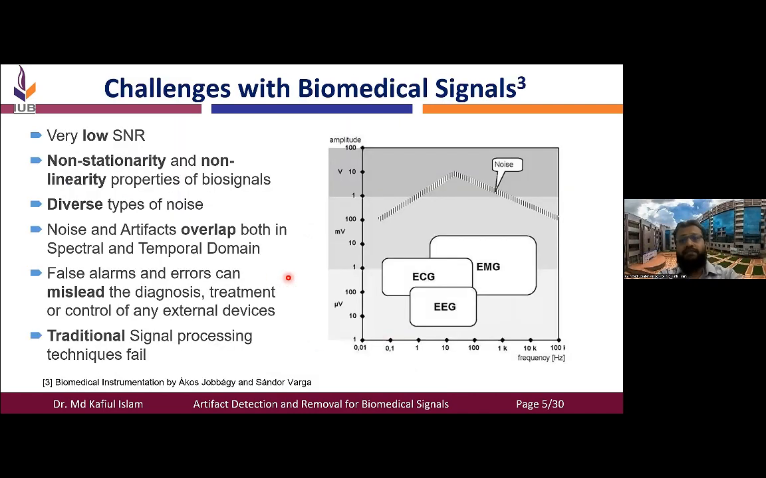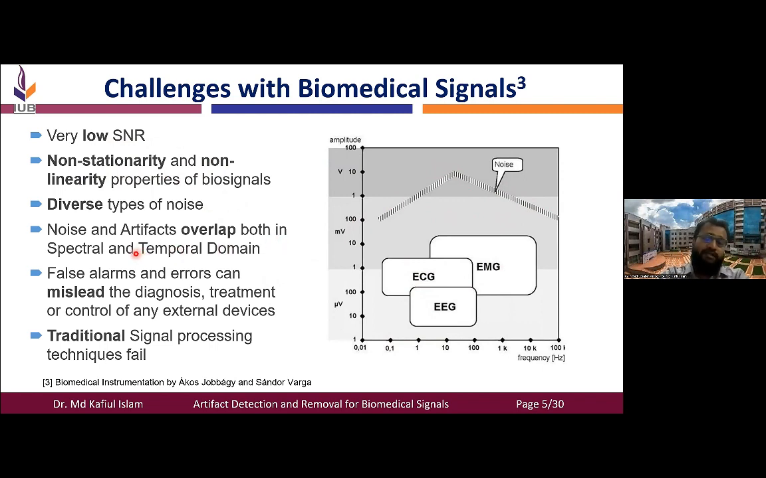So what are the challenges of biomedical signals? You can see this figure, which actually says that the noise amplitude is quite higher than the biomedical signals such as ECG, EEG, or EMG, which means that biomedical signals mostly have very low SNR, signal to noise ratio, and they are highly non-stationary and non-linear, which means that the signal properties change over time. The frequency component of the signal changes over time, and it has diverse types of noise, not only one type of artifact, but diverse types of artifacts.